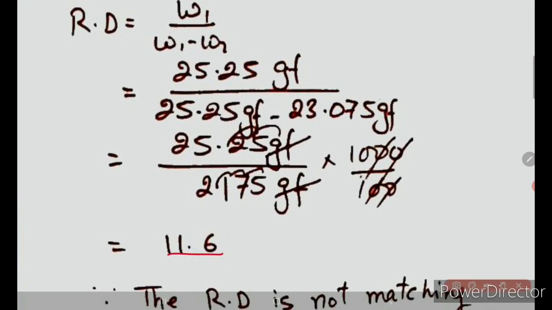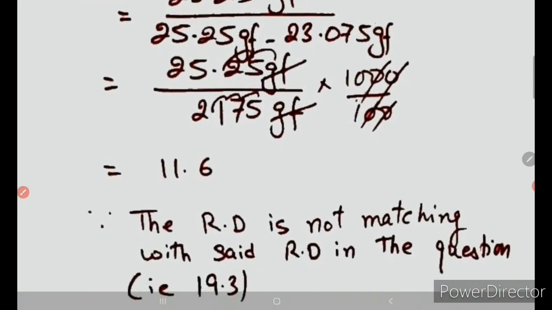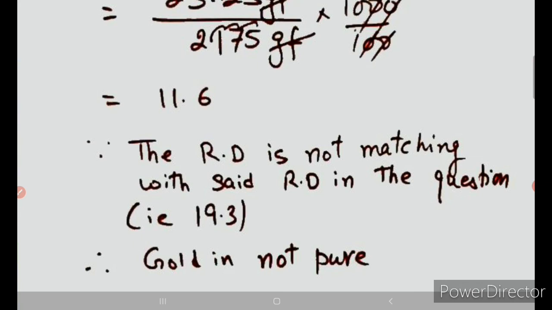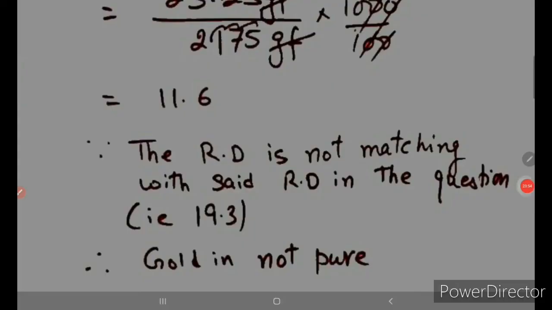Now I do not think this number is matching with the given relative density in the question. Since the relative density is not matching with the said relative density in the question, which is 19.3, therefore the gold is not pure. So this is the solution of number 14. Let us go to the next question.